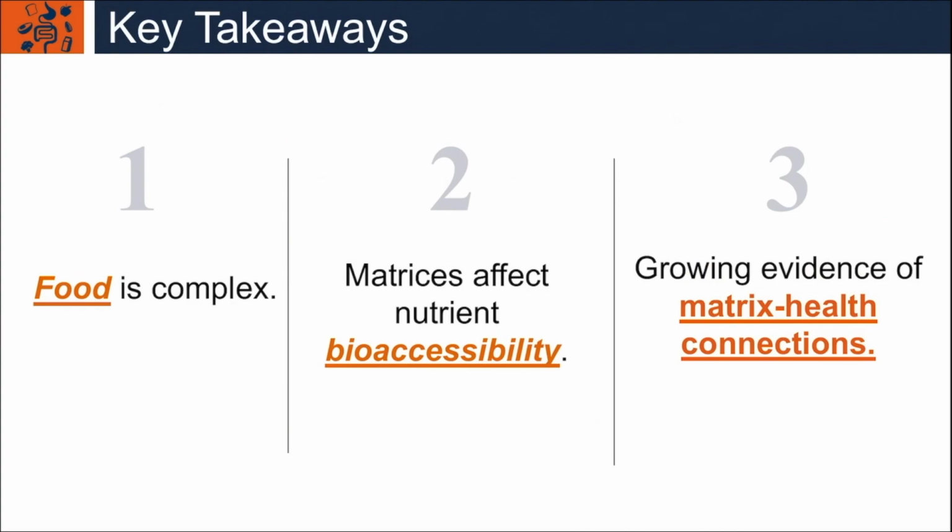In summary, I hope that this presentation has provided you with some insights as to why it's important to look beyond the nutrition facts label and consider the importance of the food matrix as you conduct and evaluate science related to nutrition and health. Food is complex, and the physical structure of the food will affect nutrient bioaccessibility and ultimately human health. It's an exciting time to be a nutrition scientist because of our growing understanding of the food matrix and matrix health connections.